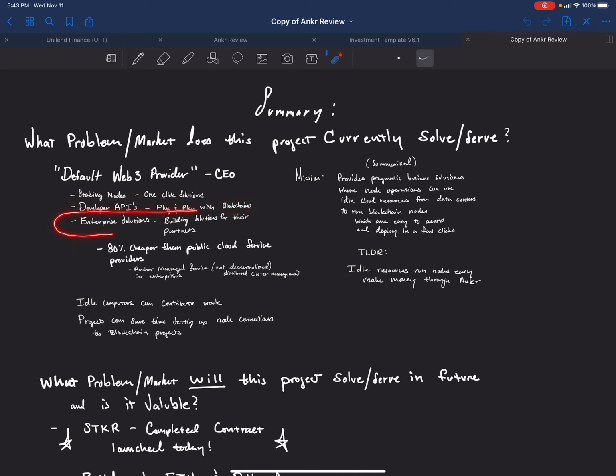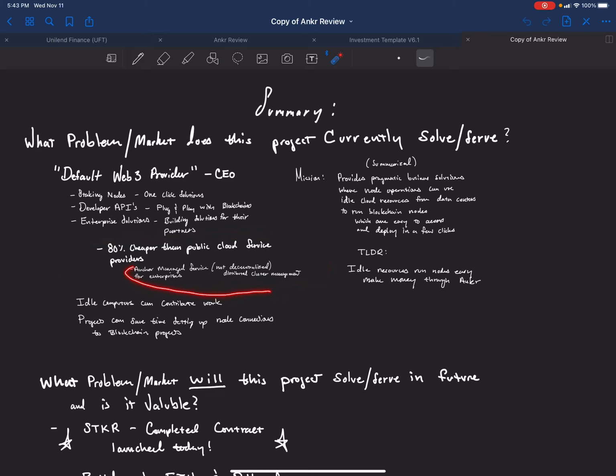They also are doing enterprise solutions, which could be some of their more centralized, or they're distributed but managed by them, centralized in a sense, solutions for big players that want to connect to Web3 or blockchains. And they said in some of their interviews that they are 80% cheaper than some public cloud service providers.